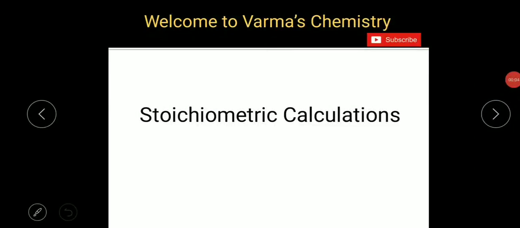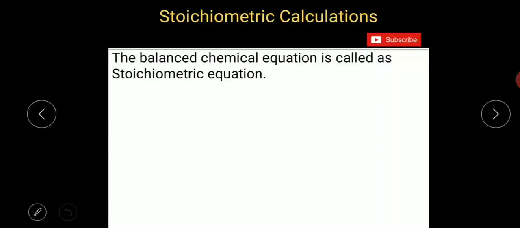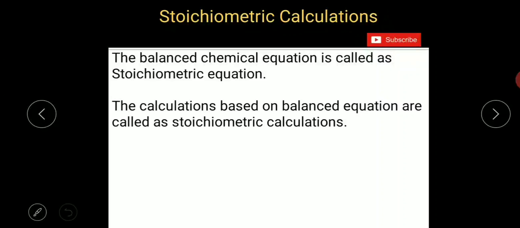This video is about stoichiometric calculations. What is stoichiometry and what are stoichiometric calculations? The balanced chemical equation is called a stoichiometric equation, and the study of stoichiometric equations is called stoichiometry. The calculations based on a balanced equation are called stoichiometric calculations.